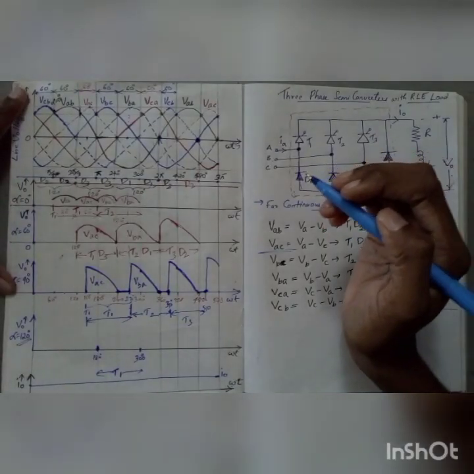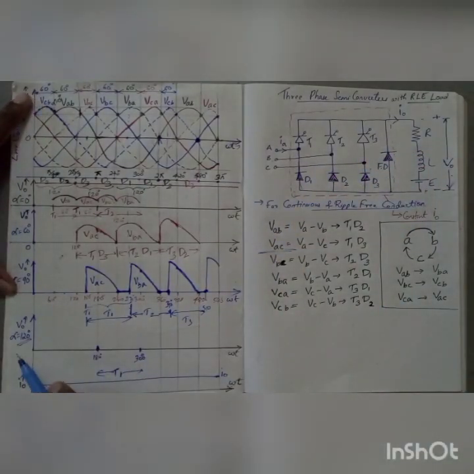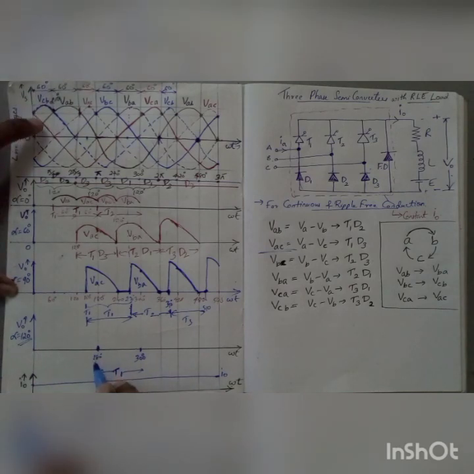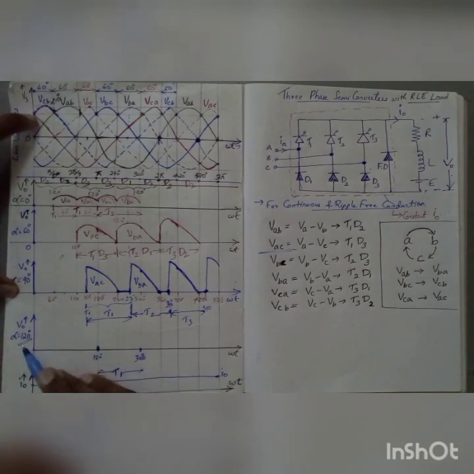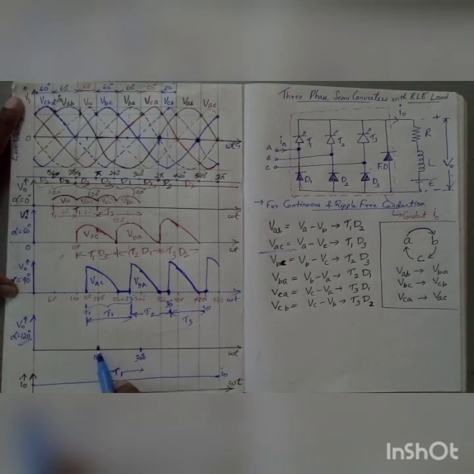Now let us consider the case when the firing angle alpha is equal to 120 degrees. Alpha equals 120 degrees means omega t is equal to 120 degrees plus 60, because at omega t equal to 60 degrees alpha was 0 degrees. Now alpha 120 degrees means omega t is equal to 180 degrees. At omega t equals 180 degrees, I am going to trigger T1.